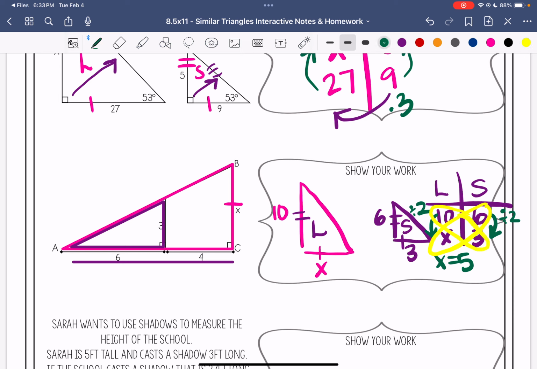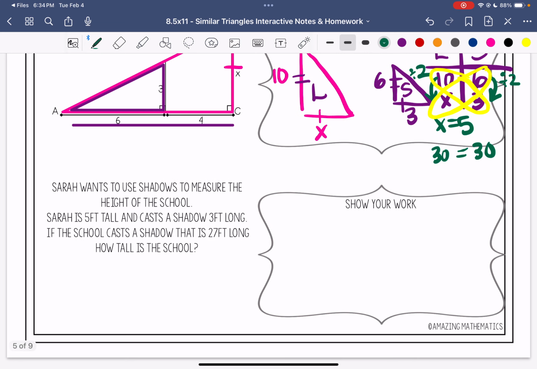Okay, let me tell you what that means. So the value of x is 5. So 5 times 6 is 30. 10 times 3 is 30. Because they're equal, then I know I did it right. All right, let's look at the last one.